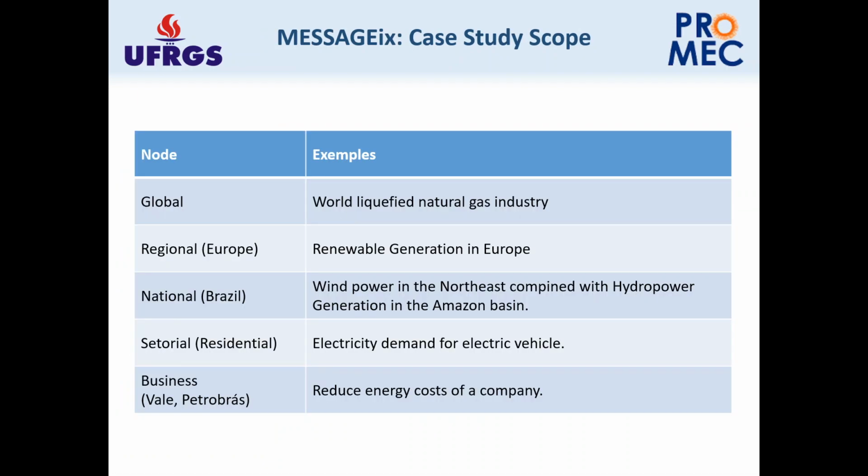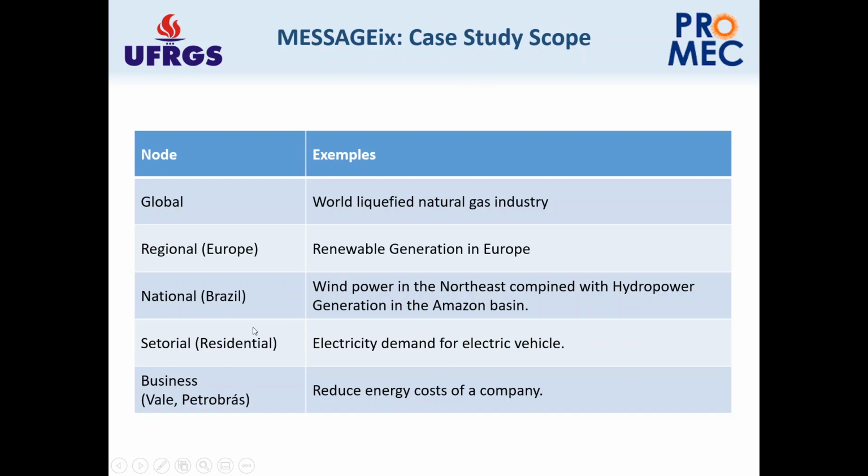Relations are also restrictions, and they are a bit more complex. As I mentioned, you can use MESSAGE on a global scale, for example, estimating a world liquefied natural gas industry. Or a regional model, where you can project renewable generation in Europe, for example to see how solar and wind are going to increase. Or a national model in Brazil, where you want to make a case study for the development of wind power and hydropower: wind power in the northeast, hydropower in the Amazon basin.